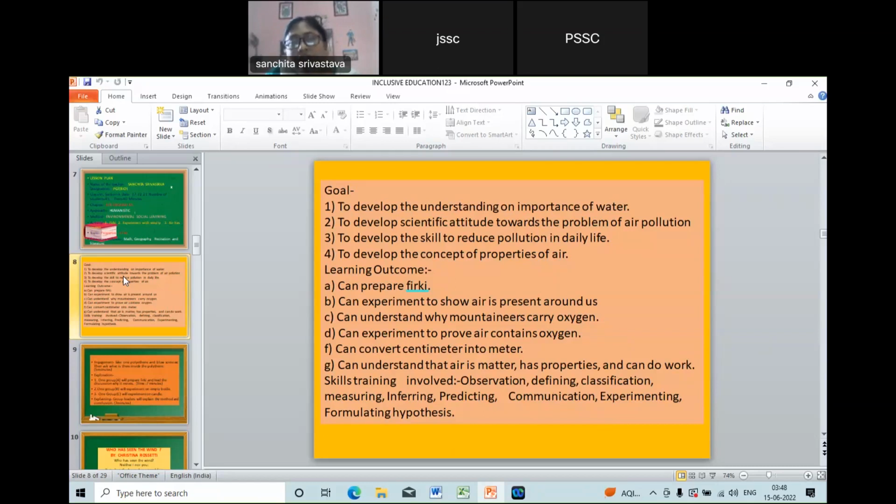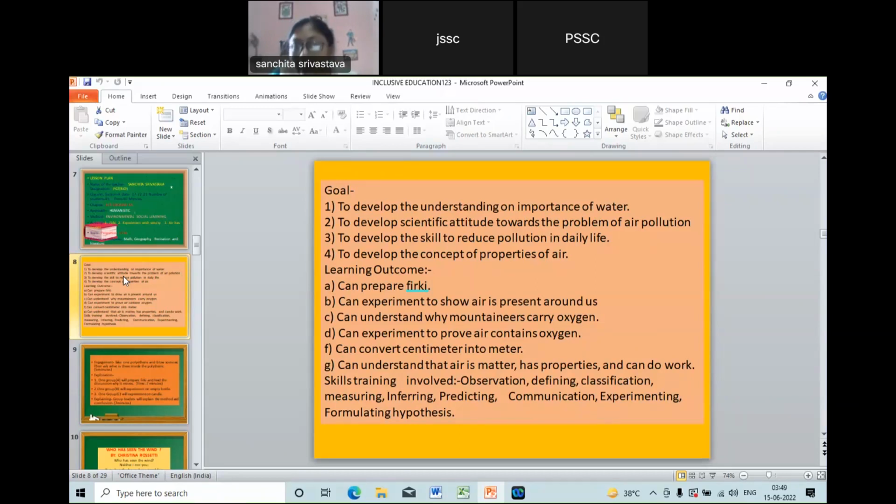Okay, then another thing, understanding that air has oxygen is also there. Then you see the next part here, we can convert centimeter into meter. So that means here maths is also merged together, because we know that science cannot be separated from mathematics, because every time when we are dealing with something to calculate the volume, we need meter and centimeter. So see that maths is also there. Then the final outcome is the child should understand that air is matter, has properties, and can do work.